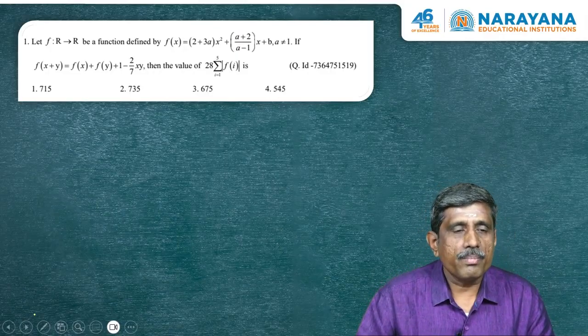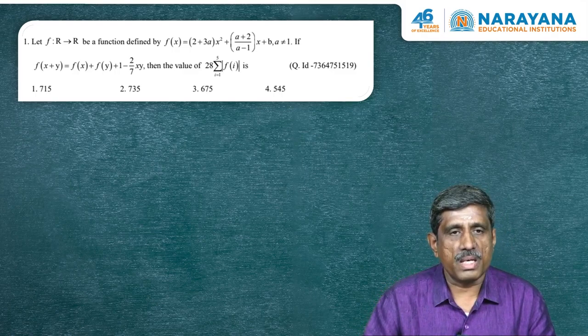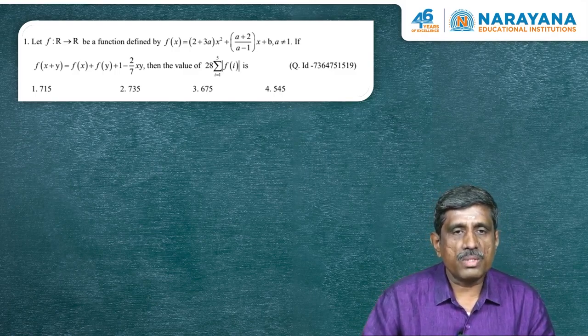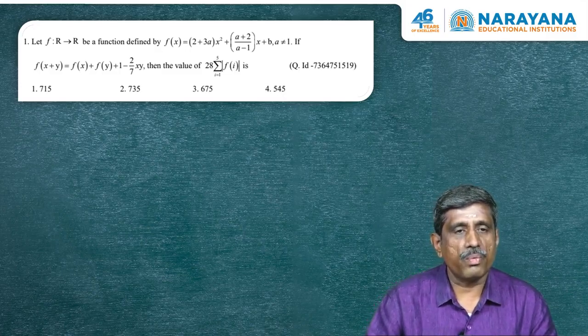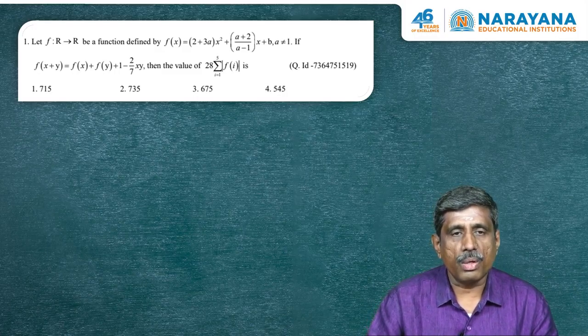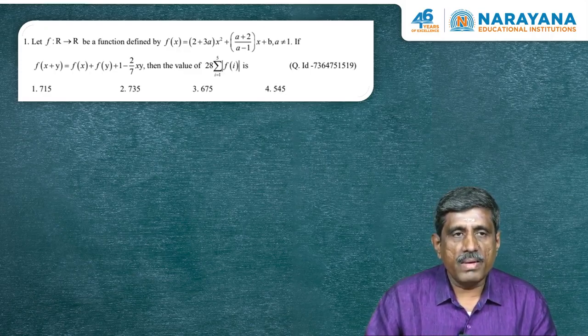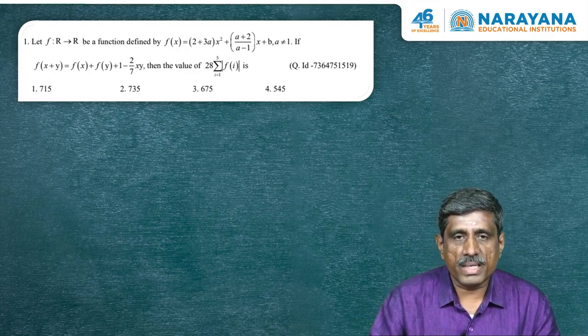See the first question. A function f from R to R is given by f of x is equal to (2 plus 3a) x square plus ((a plus 2) by (a minus 1)) x plus b. If f of x plus y is equal to f of x plus f of y plus 1 minus 2 by 7 into xy, then we are asked to find the value of 28 times sigma i is equal to 1 to 5 modulus of f of xi. Here we need to find the function f of x first of all.